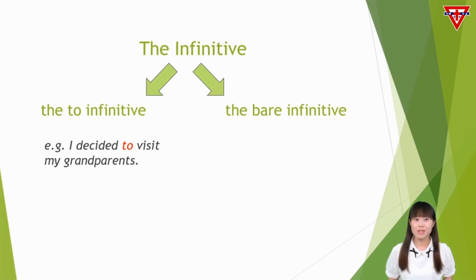For example, I heard him sing a lovely song. As you can see, we don't need to use to before sing. Generally speaking, bare infinitive structures are much less common than to infinitive structures, but after certain verbs they are necessary.